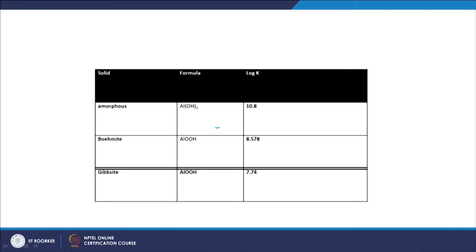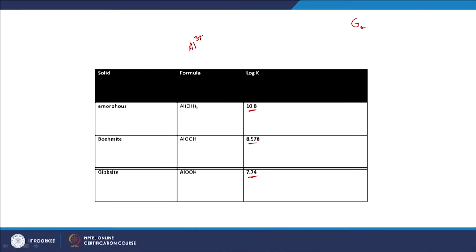So here I have an example, based on Al3+ precipitation. Here we have different forms of Al3+ solids, keep in mind: amorphous, boehmite, and gibbsite. The log K values given here are 10.8, 8.6 and 7.7. I think these are from VMITech. So what is it that this tells you about the system? Let us say I add aluminum to a particular solution. From analyzing the relevant K values or log K values, you can understand which solid is going to precipitate out first.